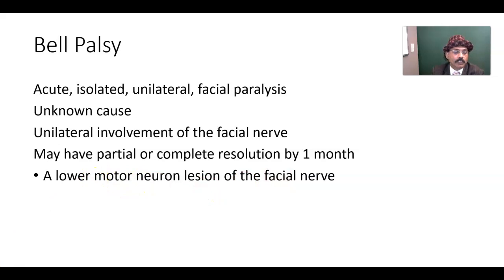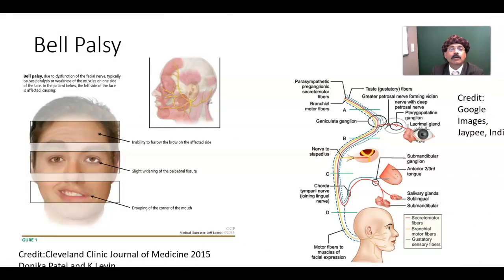Okay, we got that. Now go to this image, which is so important to us; we must know that part. Let's start one by one. So this person has Bell's palsy due to dysfunction of the facial nerve, which typically causes paralysis or weakness of the muscles on one side. So the muscles on this side are paralyzed in this person, not the other side. That is the normal side. This is the paralyzed side.